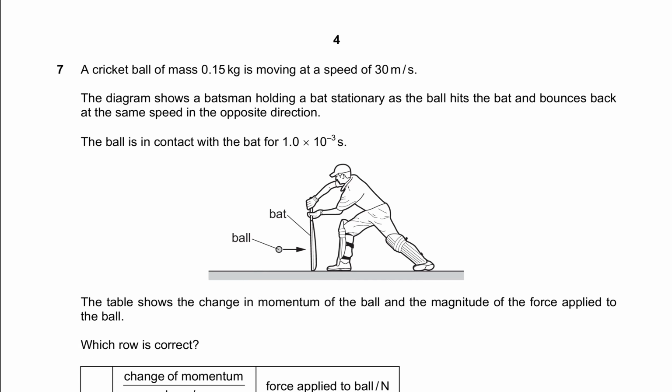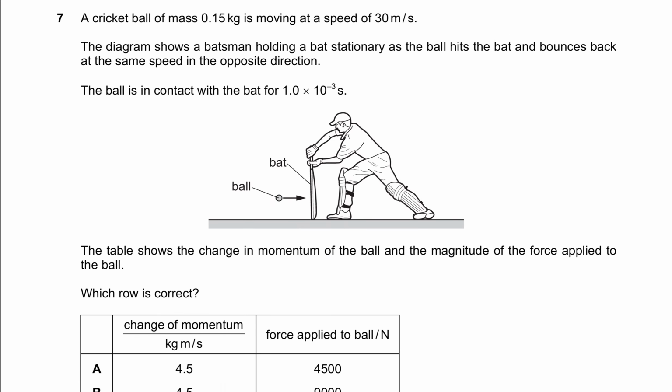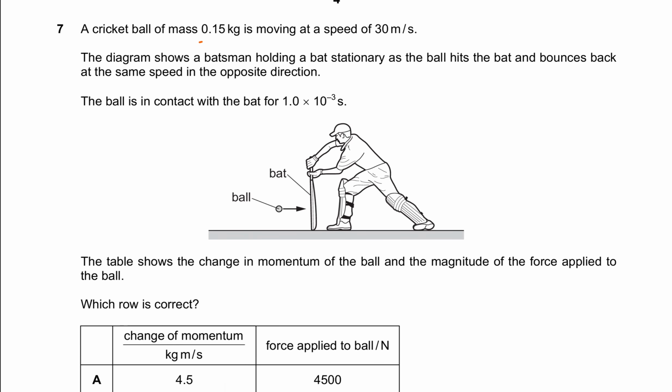Now, a cricket ball of mass 0.15 kilogram is moving at a speed of 30 meter per second. The diagram shows a batsman holding a bat stationary as the ball hits the bat and bounces back at the same speed, in the opposite direction. They say here the ball is in contact with the bat for 1.0 × 10 to the power negative 3 second.